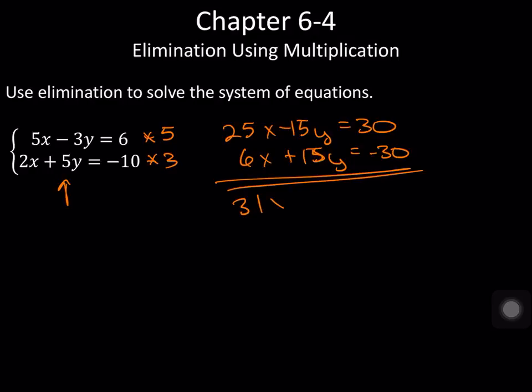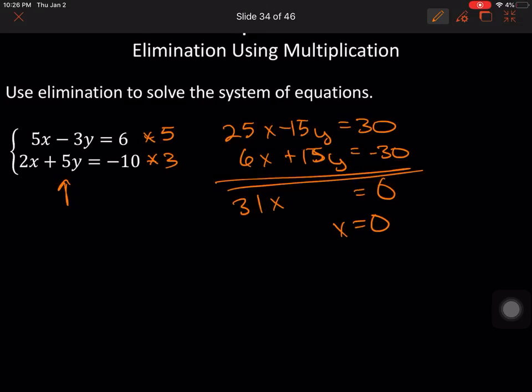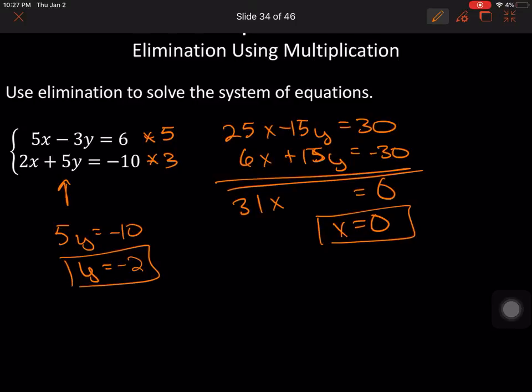So 31x equals 0. x equals 0. Okay, now x equals 0 makes this really easy to solve, because that means that 5y equals -10 or y equals -2. Right, so x is 0, y is -2.